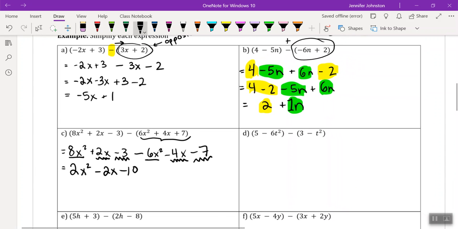All right, let's do one more and then we'll use Graspable Math. Okay, so for here, again, we see that there's a subtraction sign, so we're going to change these. Go ahead and try that. Press pause, try it.